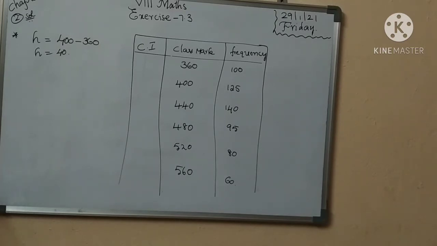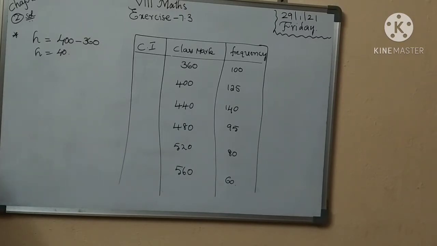In the previous class, Chapter 7, Exercise 7.3, only the first problem was completed. Now we continue with the second problem. Open your textbook, page number 178, and look at the second problem. Construct a histogram for the marks obtained by 600 students in the 7th class annual examinations.